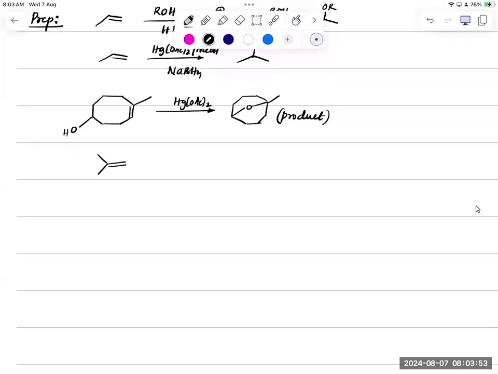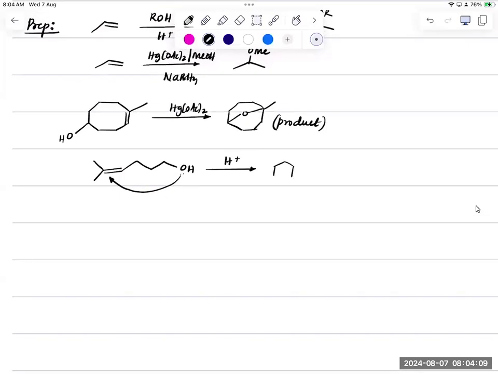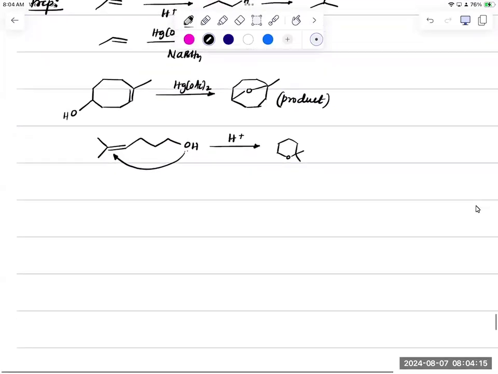Lastly, if you have an alcohol within the molecule in the presence of H plus, now you will see the lone pair will attack where there is a stable carbocation. Notice that a six-membered ring is formed here in this way. This is the product formed.